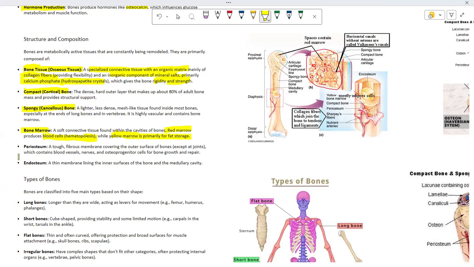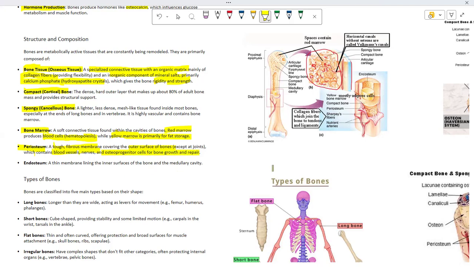Okay. Then we have the periosteum. Now the periosteum is a tough fibrous membrane covering the outer surface of bones, except at joints. Right, so it's quite tough and fibrous. They cover the outer surface of bones. Okay, and it contains blood vessels, nerves, and osteoprogenitor cells for bone growth and repair.